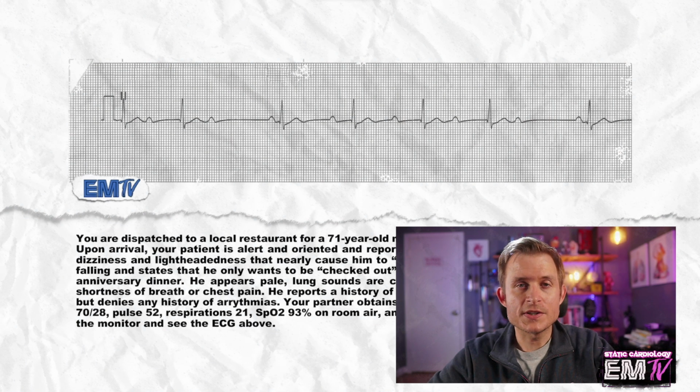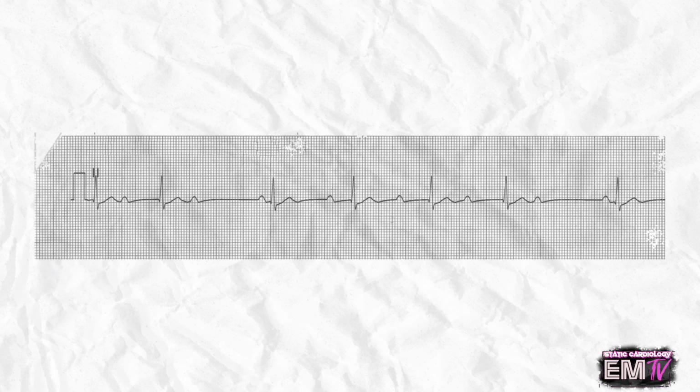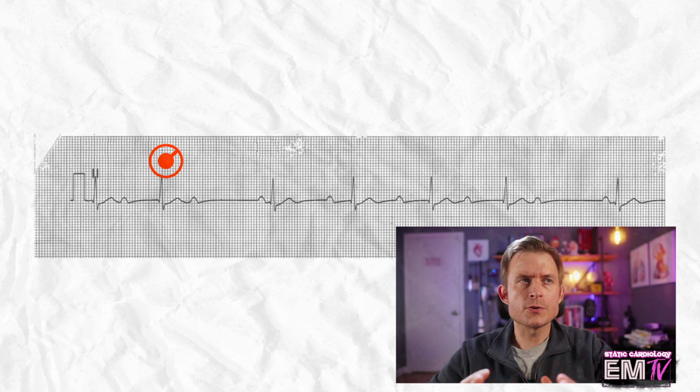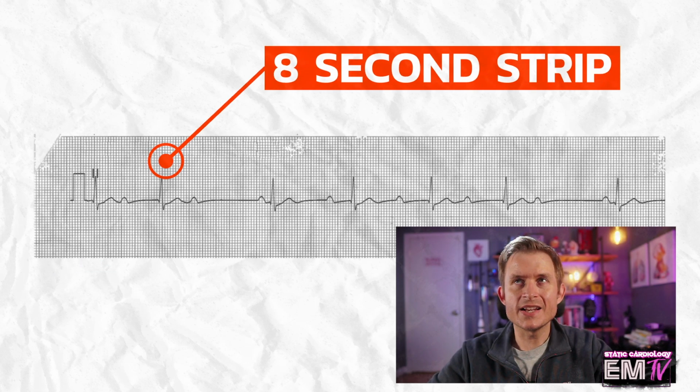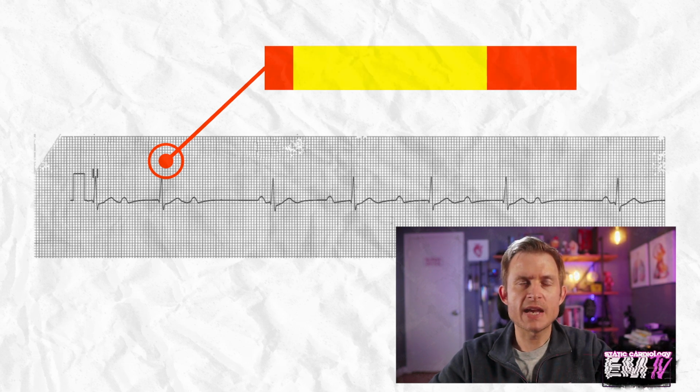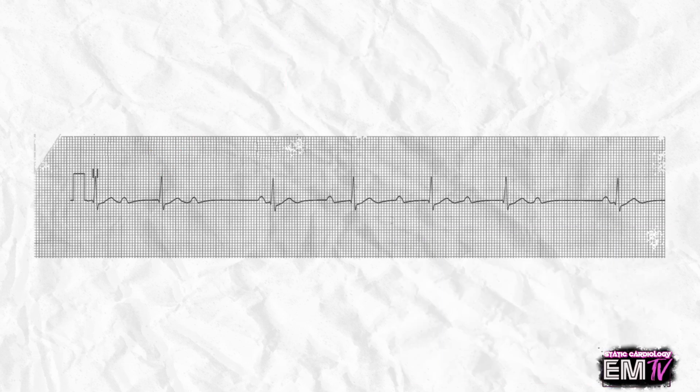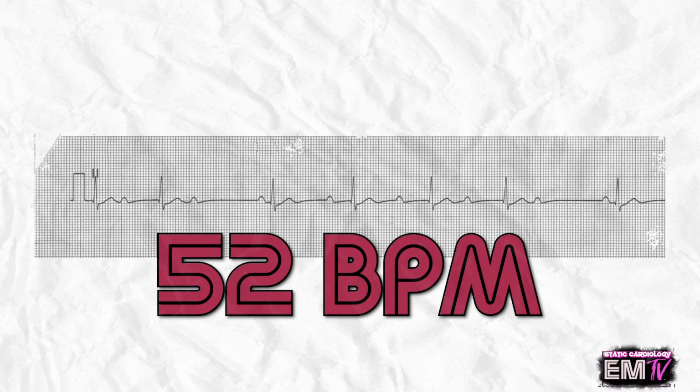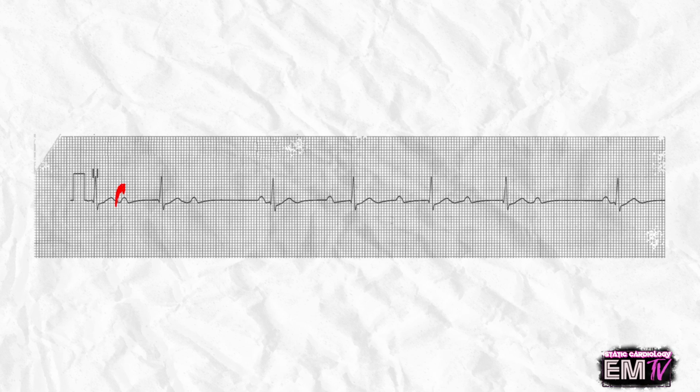Well, I hope you didn't find this card too difficult. Let's go ahead and take a look at the rhythm in a little bit closer detail. Now, full disclosure, you're actually looking at an 8-second strip, but I did provide the rate within the scenario. The reason I did this is because I wanted you to be able to actually see the rhythm as it progressed along the EKG. So knowing that my patient's pulse is 52, I'll go ahead and first examine the rhythm for P waves.